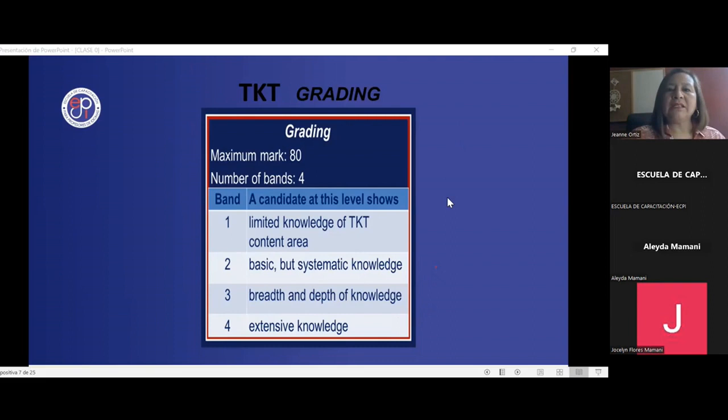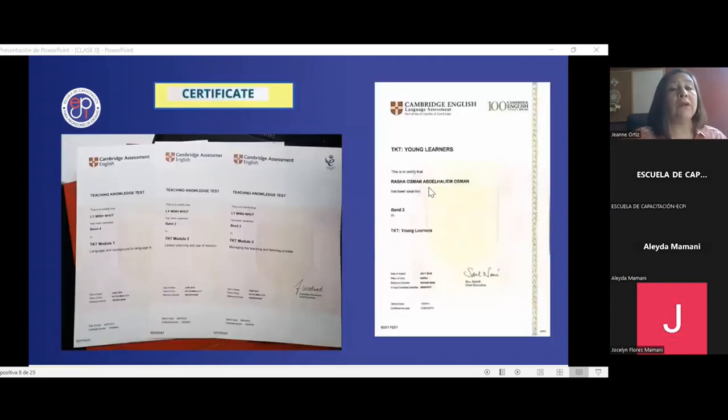What are the certificates like? If you have the TKT Core, you will get 3 different certificates according to the module. You see, TKT Module 1, Band 4, TKT Module 2, Band 3, TKT Module 3, Band 3. So you will get 3 different certificates if you take the TKT Core. If you have the TKT Young Learners, you will get your certificate like this as well. And it says TKT Young Learners and the Band 3 with your name, yes.